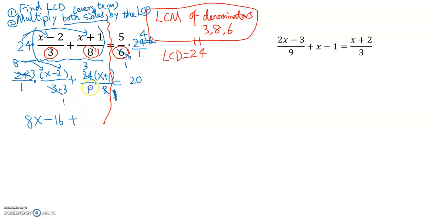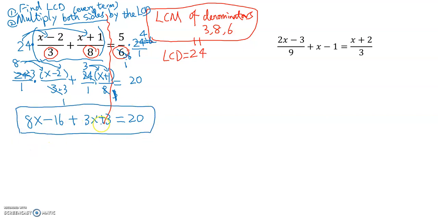Okay, similarly, on the second term, we do the same thing. We distribute 3 to both of them. So we get 3x plus 3. On the bottom, it's still going to be 1 that can be omitted, equals 20. So after we reduce all the numbers in the fractions, we're going to get an equation with only whole numbers or integers in here. Okay, now we can solve this equation like we learned in the previous section.